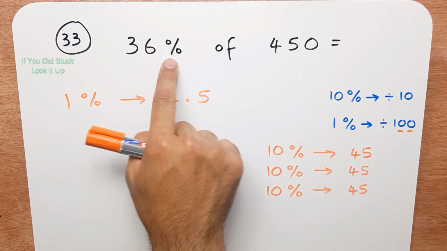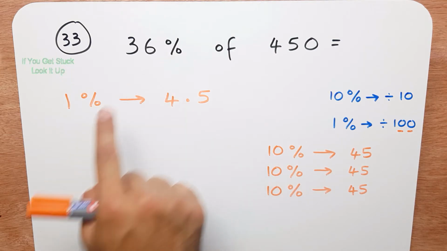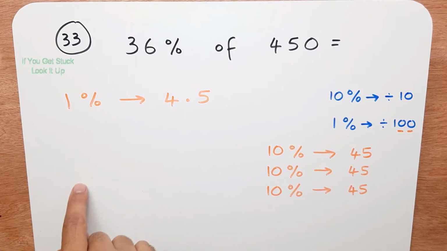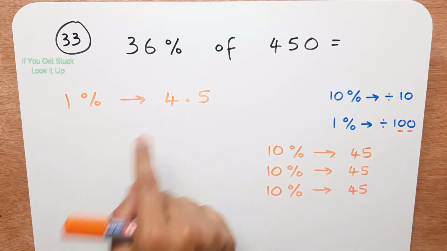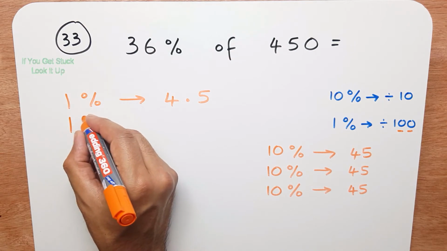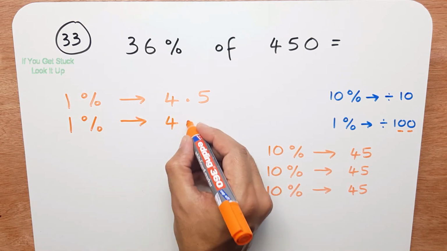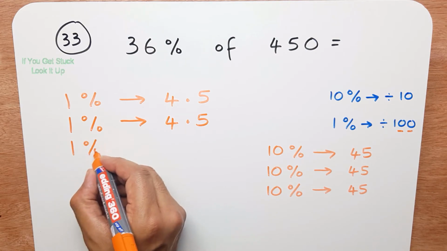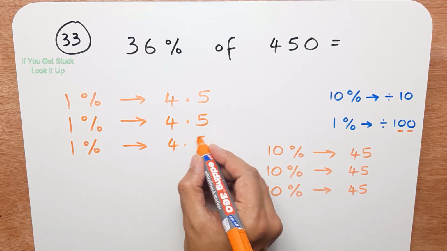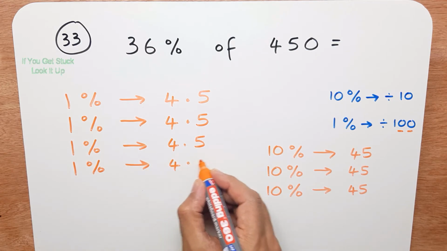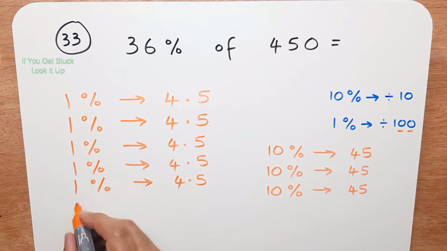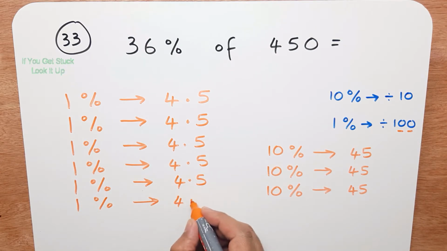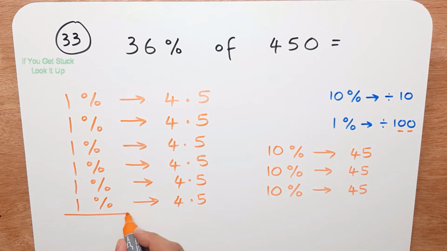Now we want 6%. There's 2 ways of doing it. We can continuously add 1% 6 times, or we can multiply this by 6. What I'll do is I'll add 1% each time. That's 2%, 3%, 4%, 5%, and 6%. So all this is 6%.